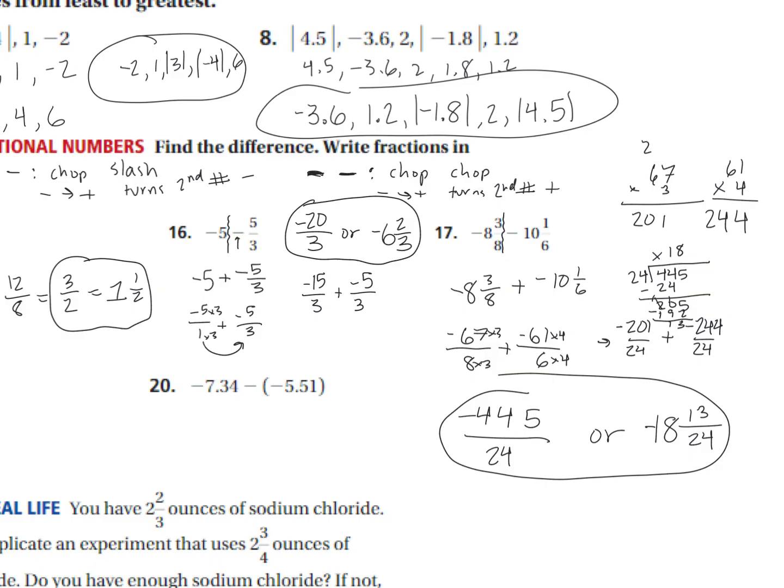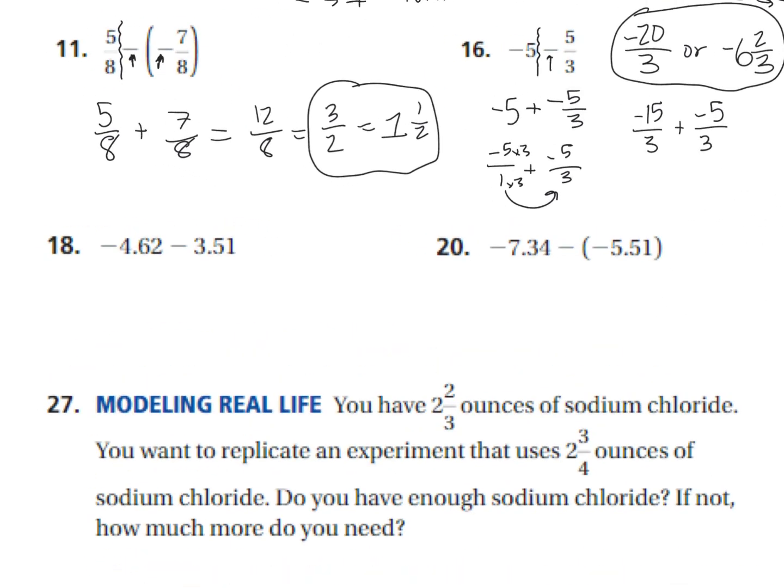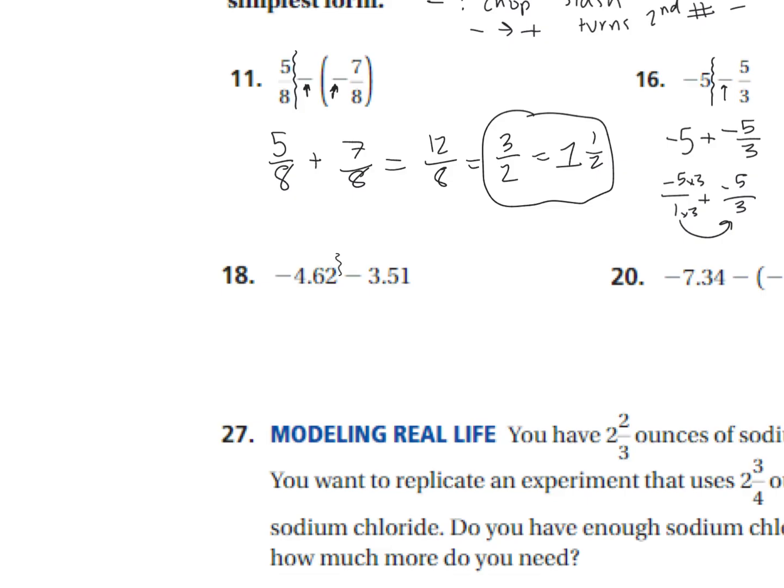Okay. All right, 2 more to go. Now we're working with decimals here. Again, same thing's going on. In this case, I have 1 negative after the first number, so this is a chop slash situation. Chop slash. Okay, I'm adding 2 negative decimals together, meaning I'm just going to add them and take the common sign.